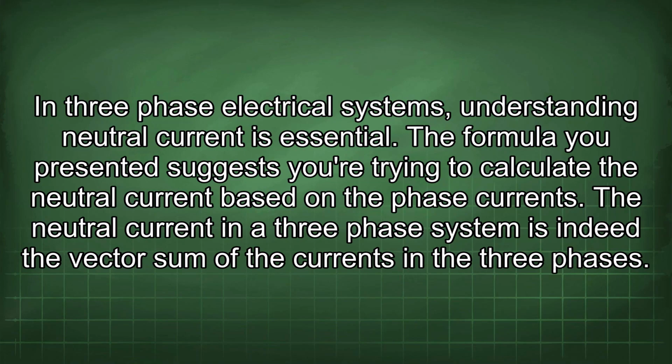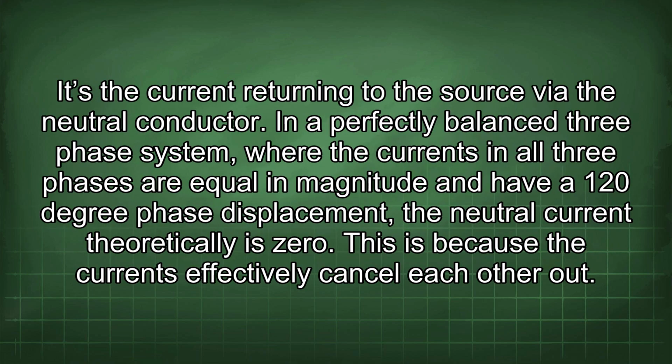In three-phase electrical systems, understanding neutral current is essential. The formula you presented suggests you're trying to calculate the neutral current based on the phase currents. The neutral current in a three-phase system is indeed the vector sum of the currents in the three phases. It's the current returning to the source via the neutral conductor.